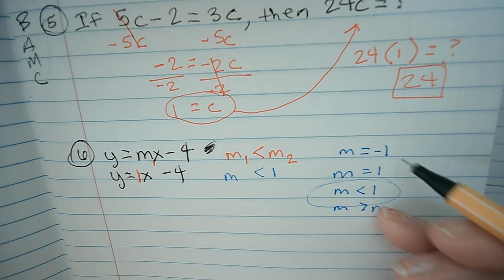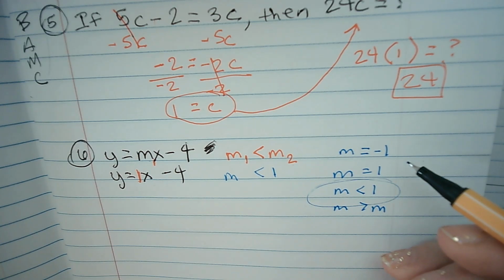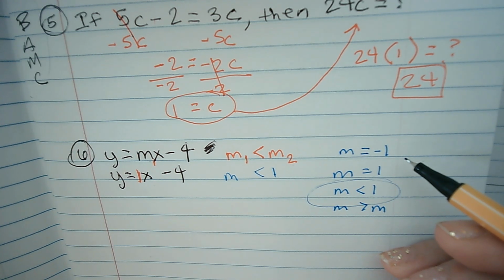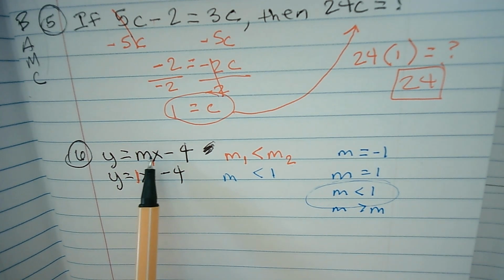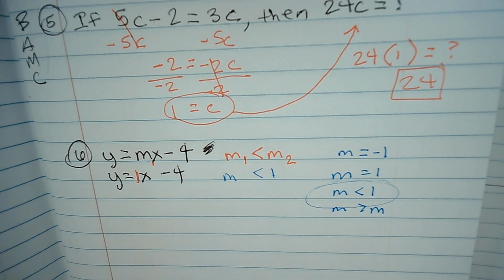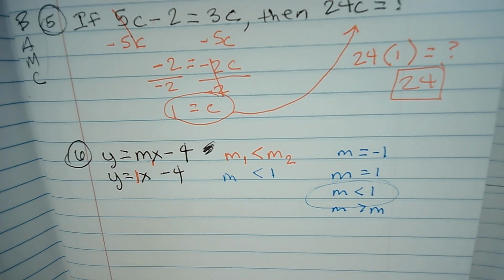It could be A, but it could also be other numbers. All we're given is that the slope of this equation, the line y equals mx minus 4, is less than the slope of y equals x minus 4. So it could be the first option, but it could be literally anything less than 1. So I'm going to go with that option. M is less than 1. And we get correct. Fantastic.